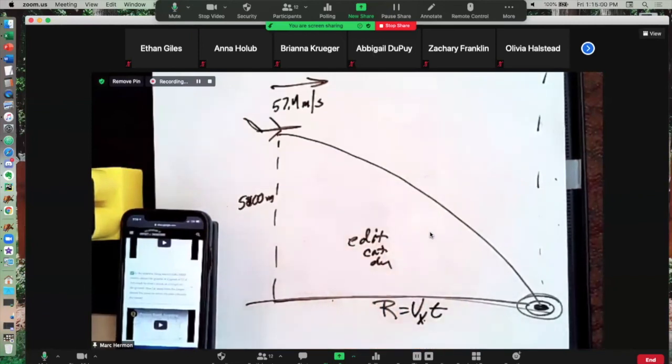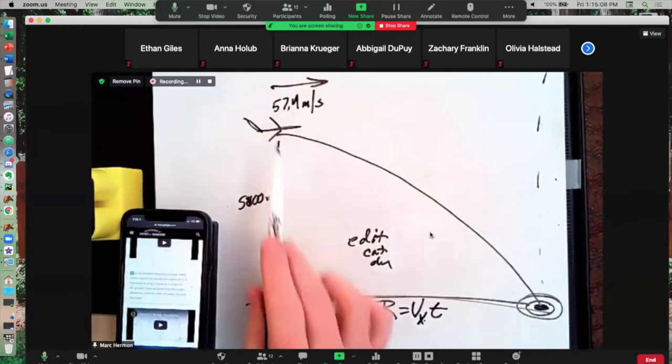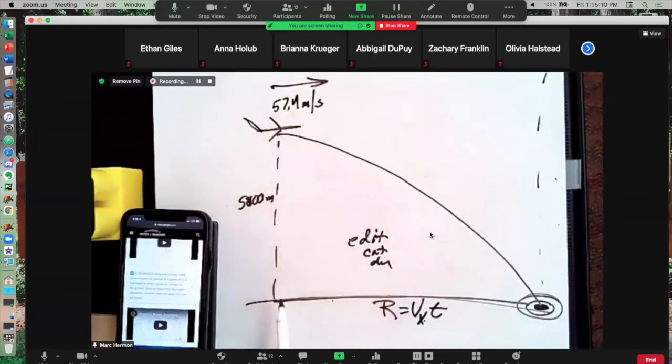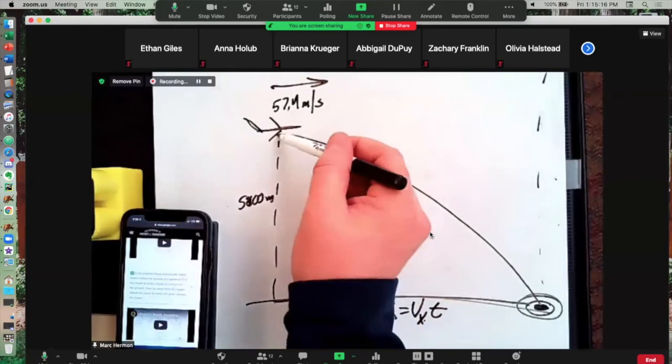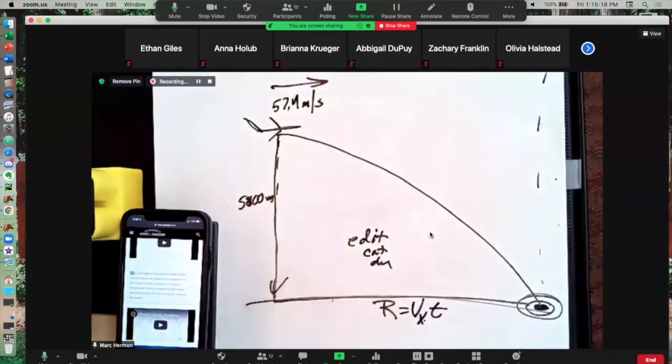Okay, all right. So I know that the cat horizontal is going at 57.4 meters per second. So all I need to know is how long does it take the cat to hit the ground? I don't care that it's hitting over here. Basically, how long does it take a cat to fall 5,800 meters? We've done that problem 1,000 times, right? Tell me an equation that would allow us to figure that out.